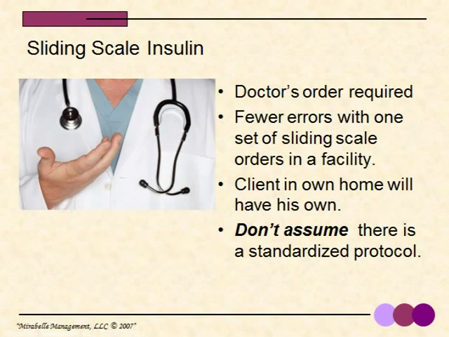The client must have a doctor's order for sliding scale insulin. The best practice is to have one set of sliding scale orders for all clients in a facility who require extra doses. The potential for errors is less if the staff is following one set of guidelines. However, for clients in their own home, there will still be sliding scale orders for that client only. Be sure to check your client's medication administration record or check with your supervisor so you don't assume that there is a standardized protocol where you work.